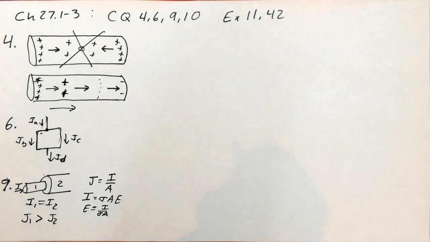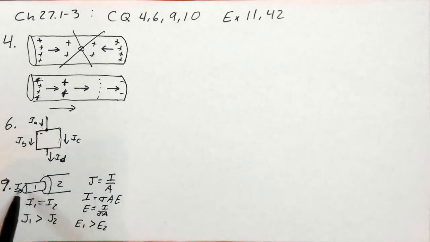So with that, we can see that E is equal to I over sigma A. If the cross-sectional area is small, the electric field is big. So we have a similar thing: E1 is greater than E2. That E1 being greater than E2 means there's a bigger force on the electrons here, causing them to travel faster than in here, thus preserving our basic idea of conservation of charge.